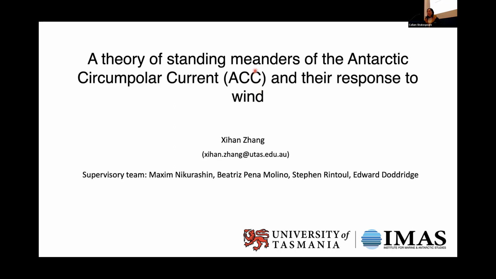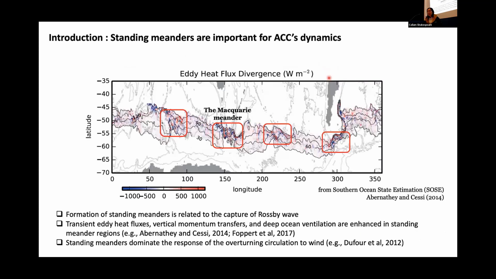And standing meanders are found to be important for the dynamics of the ACC. So this study is really about looking at the role of the standing meanders in the ACC's insensitivity to wind. Here I have some examples of the standing meanders in the ACC, marked by the red boxes in this map. The formation of the standing meander is really related to the mean flow capturing a Rossby wave, which has the same phase speed as the current speed.